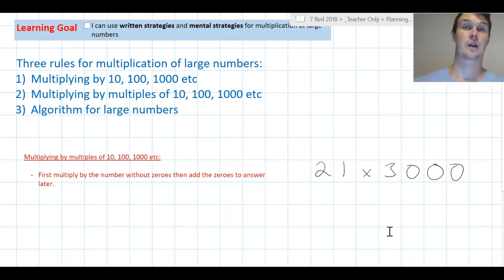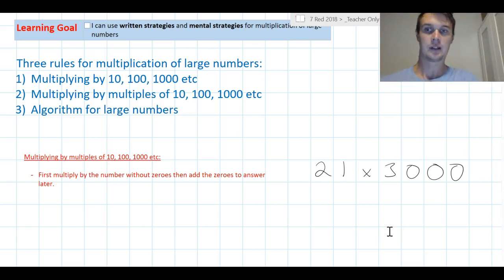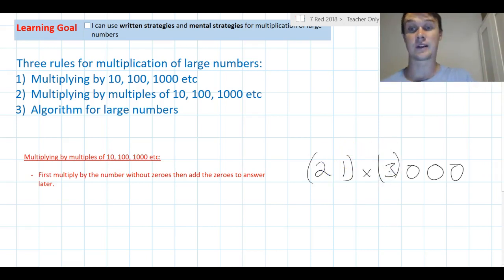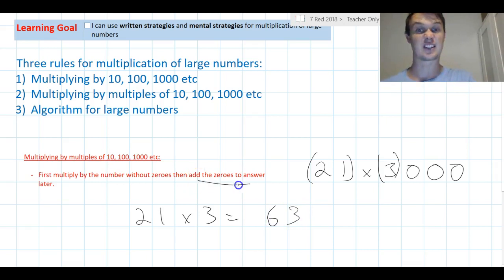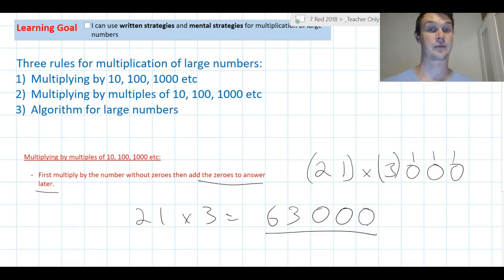So rule 2 is where we're going to be multiplying by multiples of 10. First you multiply by the number without zeros, and then you add zeros to the answer later. Now we've got our example. What's 21 times 3,000? The best way to do that is to multiply without the zeros. If I just had 21 times 3, that's an easier sum for me, so I know that that is 63. So all I need to do now is add the zeros to the answer. I now need to add 1, 2, 3 zeros to my answer of 63,000.